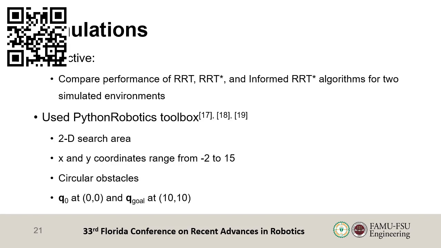In addition, the search area is two-dimensional. The x and y coordinates of the search area range from -2 to 15 to give the search tree extra room to reach the goal configurations from different directions. In addition, the search area contains circular obstacles. The initial configuration is placed at 0, 0, and the goal configuration is placed at 10, 10.